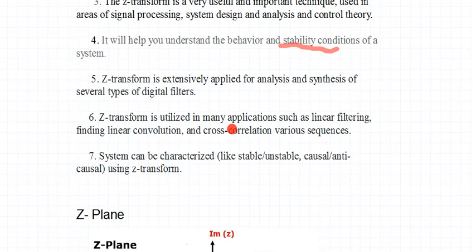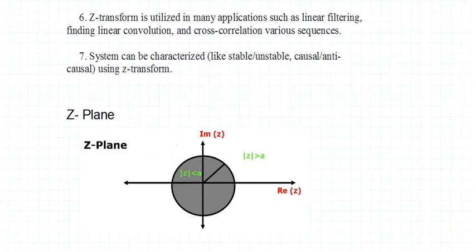Systems can be characterized into stable, unstable, causal, anti-causal using Z transform. You can easily comment on the stability of the system. You can easily comment on the causality of the system using Z transform. Now, how can you use Z transform to understand stability? How can you use Z transform to understand causality? We will study all this as we go into the depth of the chapter. Now let us look at an interesting thing called the Z plane.